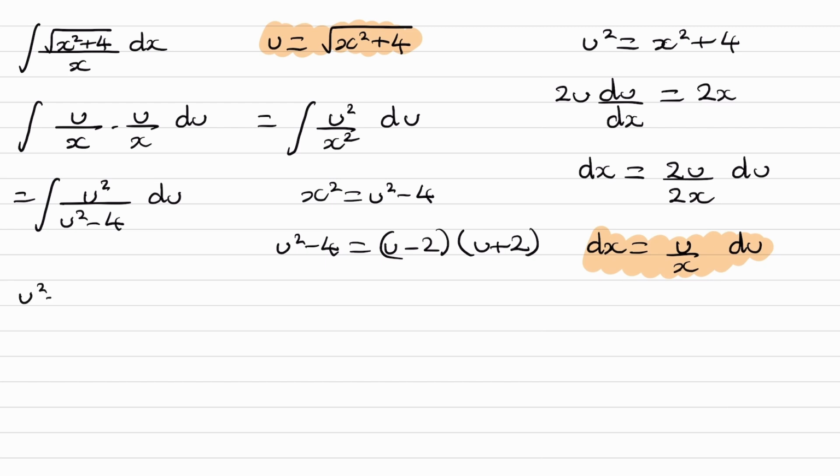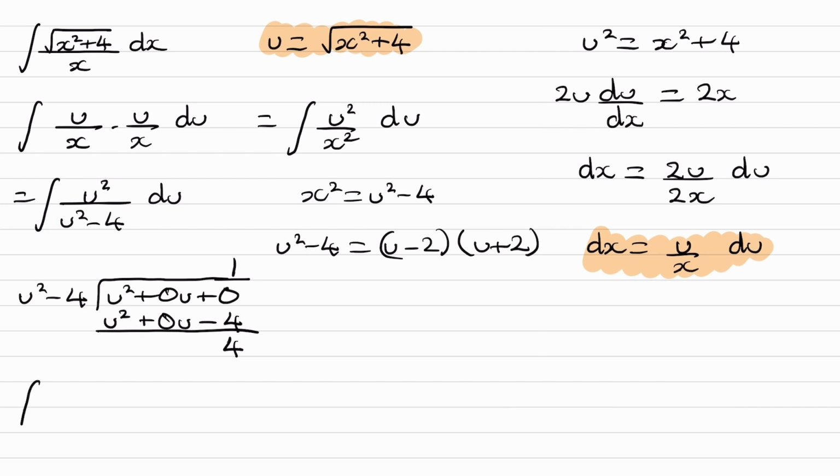So u squared minus 4 divided into u squared. I'll put these placeholders here as well. u squared goes into u squared once. Put that up here. Times 1 by u squared minus 4. Take the two things away, we get a remainder of 4. So then, this fraction that we have over here can be rewritten as 1 plus the remainder, 4, over u squared minus 4.